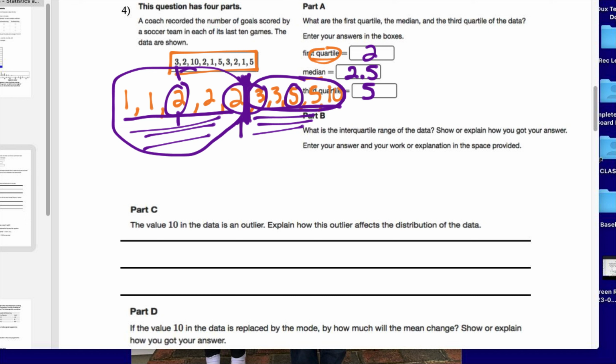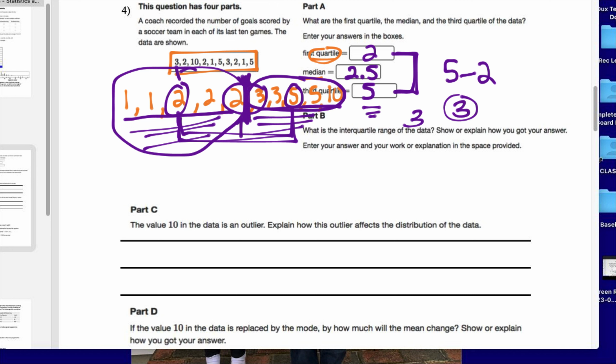And then part B says, what is the interquartile range? Well, these two numbers were the quartiles, 5 and 2, and the range is basically just the biggest number subtracted by the smallest number. So that would be 5, the third quartile, minus 2, the first quartile. It just means the range of numbers between 2 and 5, a difference of 3. So the interquartile range of the data is 3. And then you can explain basically what I just said in your words.